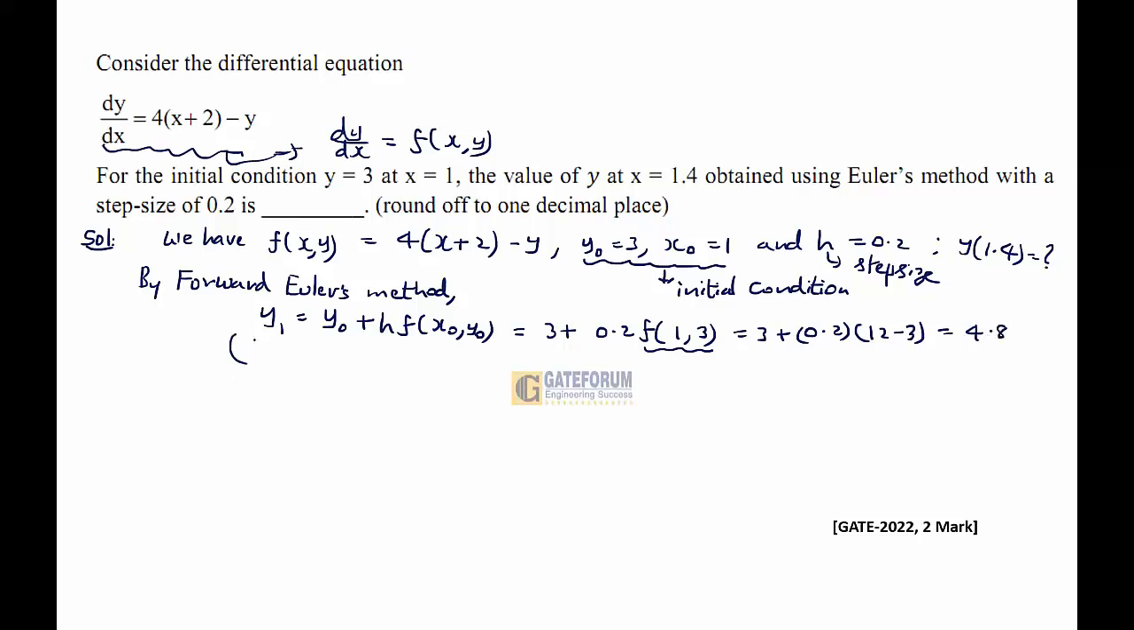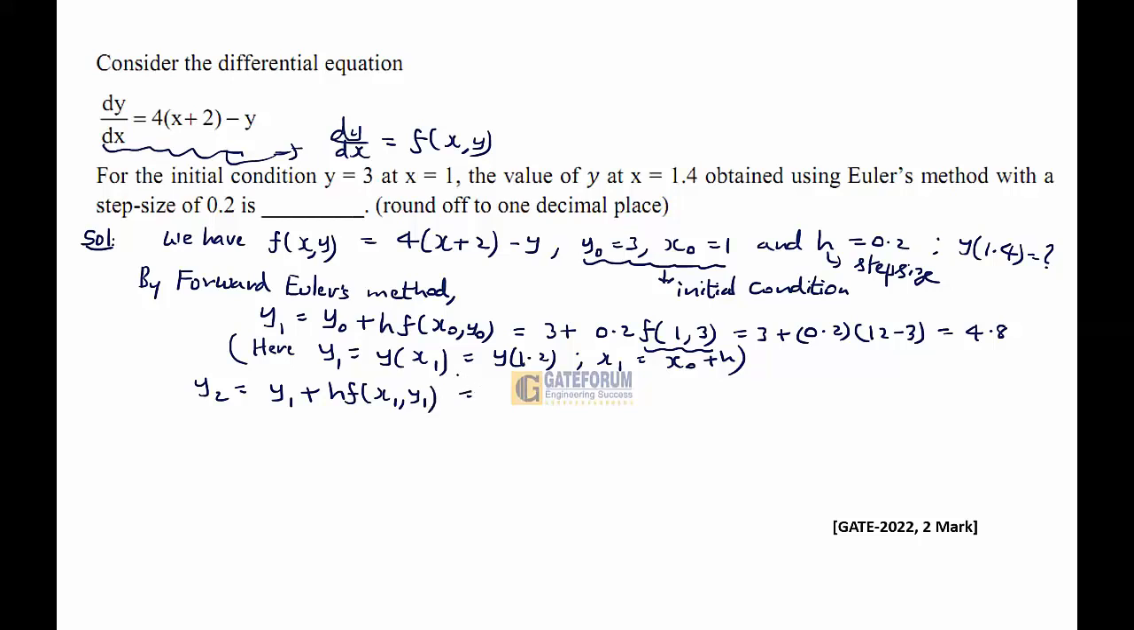So what is y1 generally? The y value at x1, that is y of x1. What is x1? x0 plus h. So x0 is already 1, h value 0.2. So this y1 is nothing but the value of y at x equal to 1.2. But we have to find it at x equal to 1.4. So one more iteration: y2 is equal to y1 plus h times f of x1 comma y1.